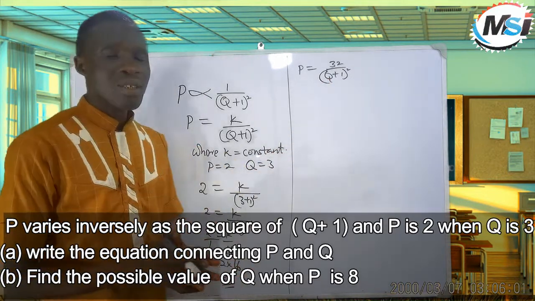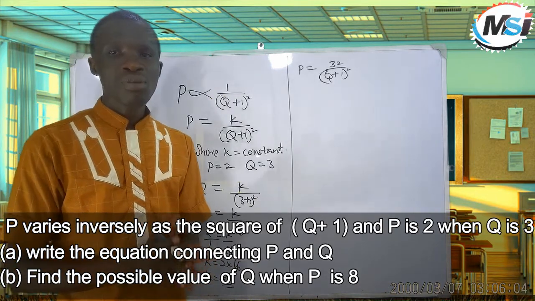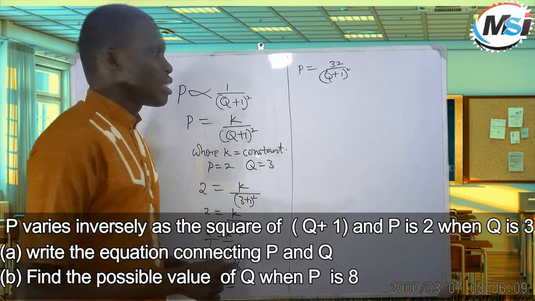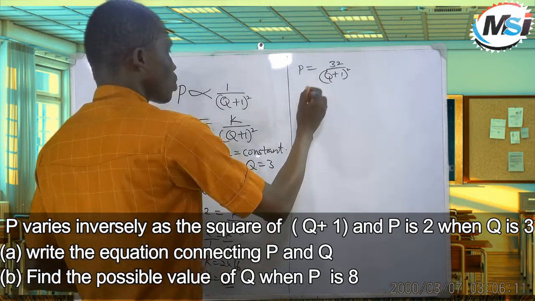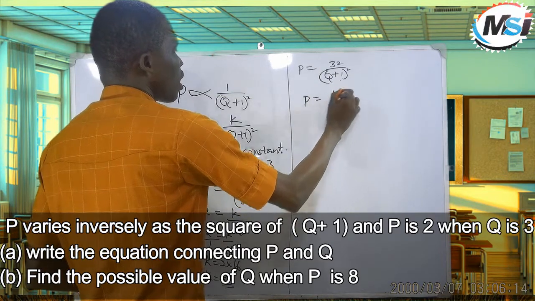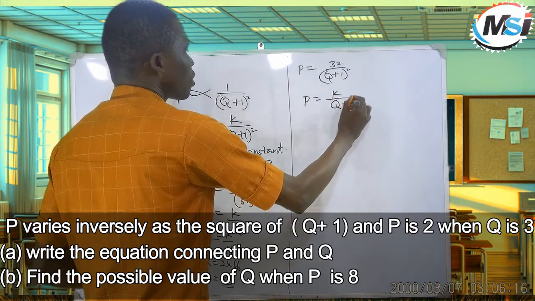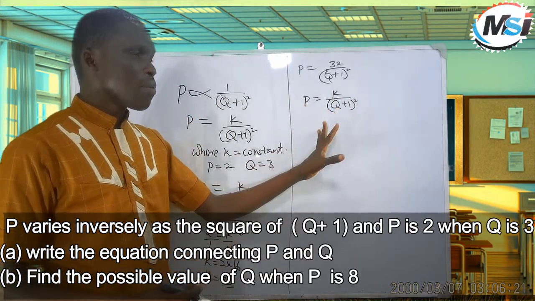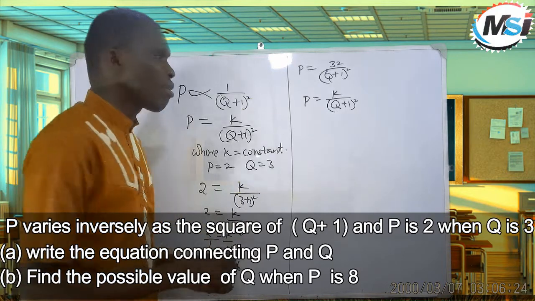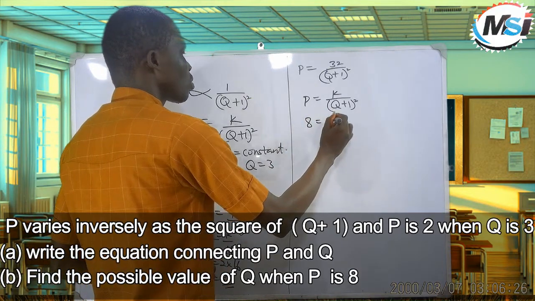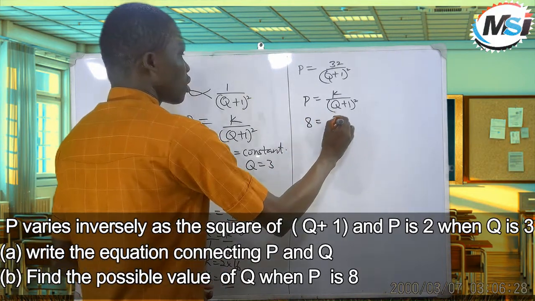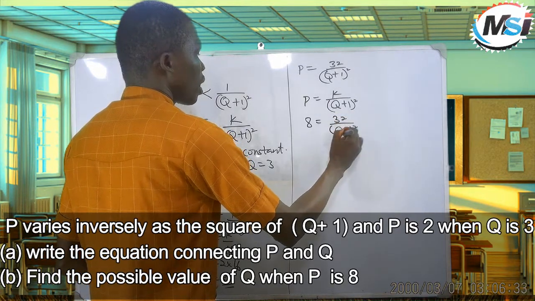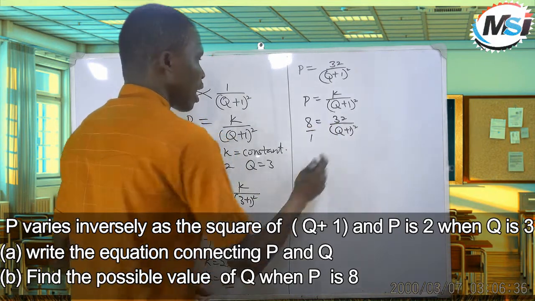Now the second part of this question is to find the possible value of Q when P equals 8. Now what you do is write the equation again. P equals K over (Q plus 1) squared. Now what we are looking for is Q, and P is given to us as 8. So this will give us 8 equals 32 over (Q plus 1) squared. So divide this by 1 and cross multiply.